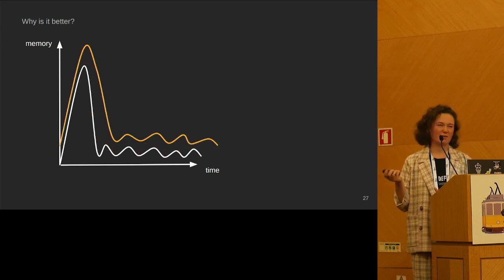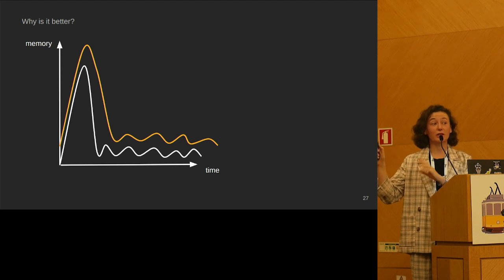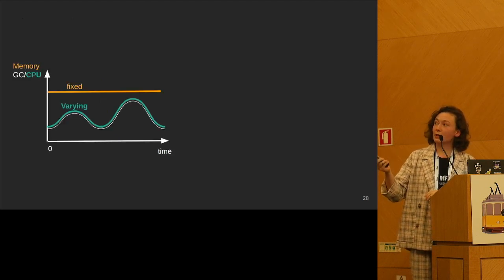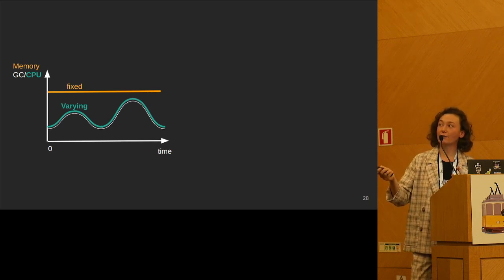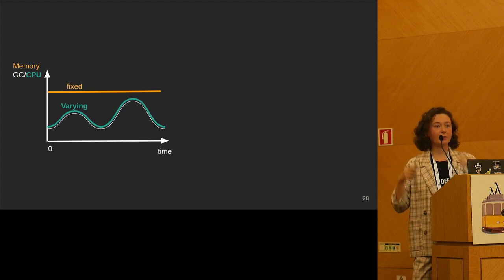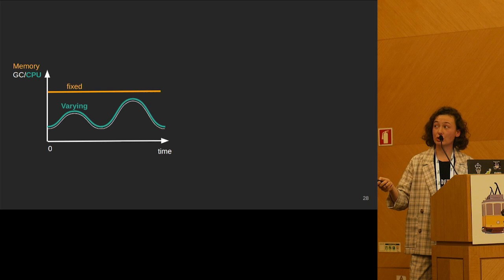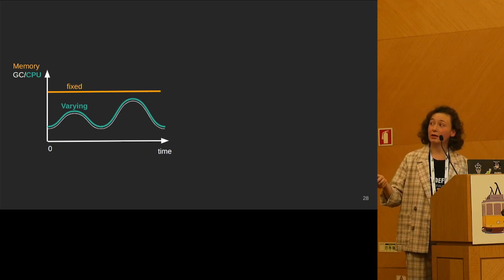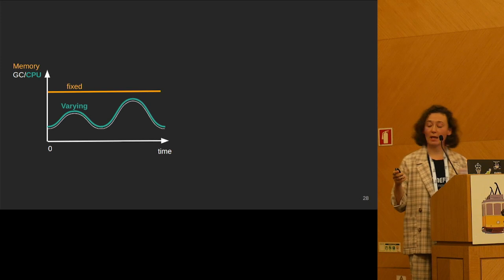We'd rather have something like this, and I'll give you an indication how we can actually achieve this with the CPU control. So let's look at how it was before. Before, we have fixed memory, and because allocation rate varies, GC will vary too, and because GC translates to CPU, your CPU will vary as well. So both the white and the green lines, they go together.